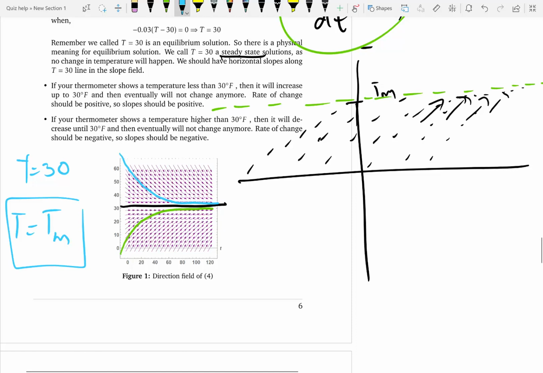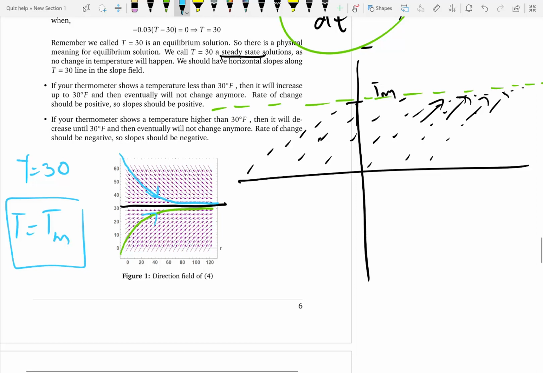Is it stable? It is stable because you approach 30 from both sides, right? So T equals 30 is an asymptotically stable equilibrium solution for Newton's cooling law. So the ambient temperature, the room temperature, the eventual temperature, many names, right? The steady state solution, the equilibrium solution, is an asymptotically stable solution.